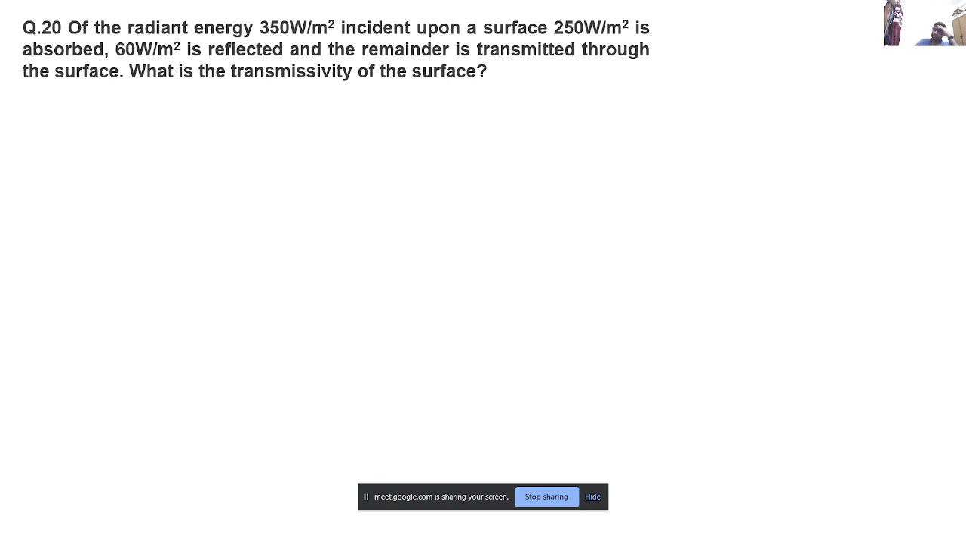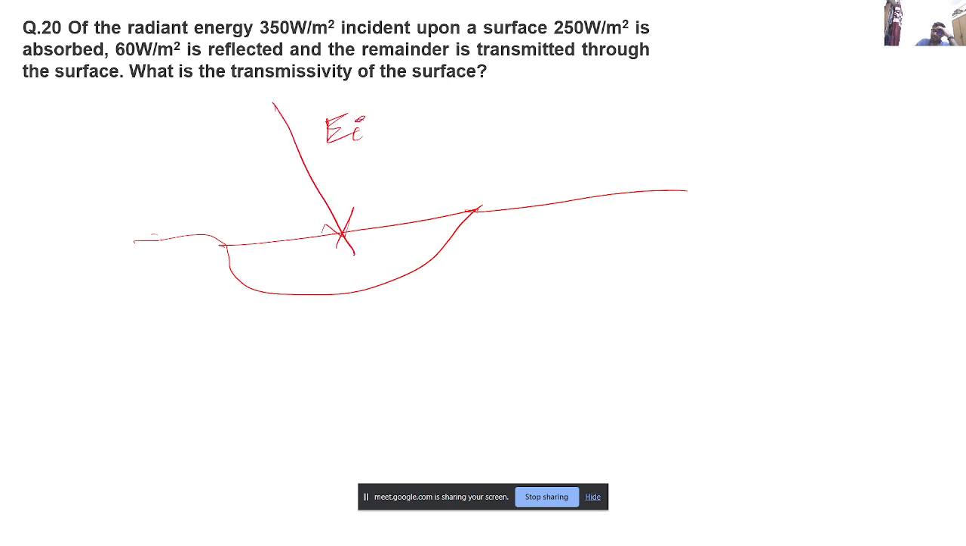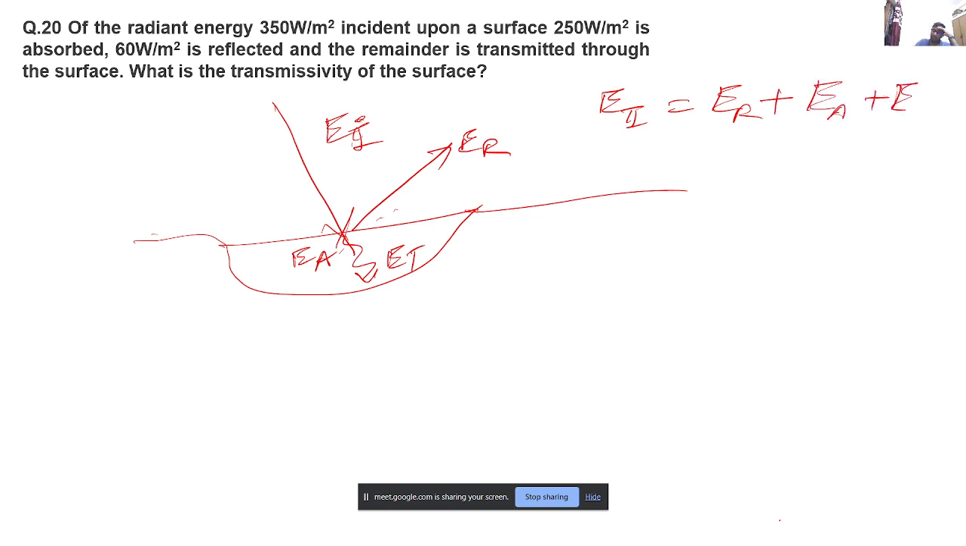Okay, let us suppose it's a water body or anything like that. There is this incoming radiation. It may either be transmitted, which is ET, it may be absorbed, which is EA, or it may be reflected back, which is ER. So EI would be the summing up of all the other radiations. So it is ER plus EA plus ET.